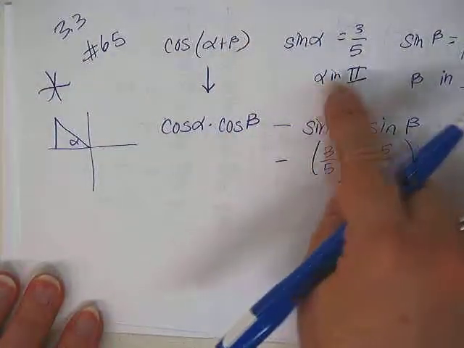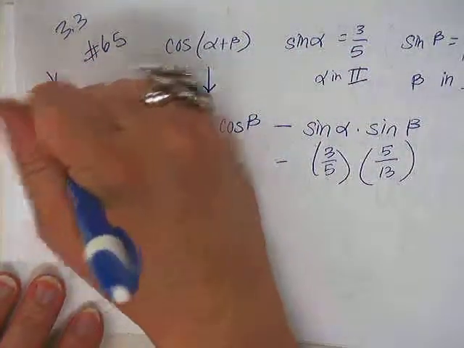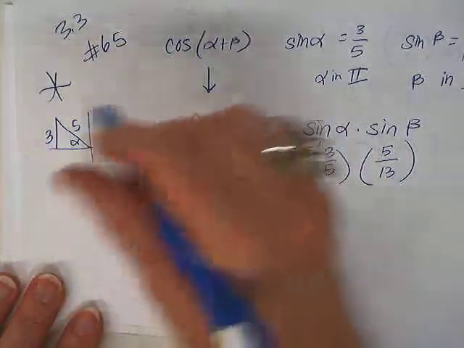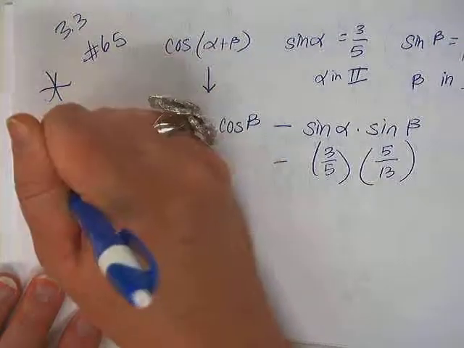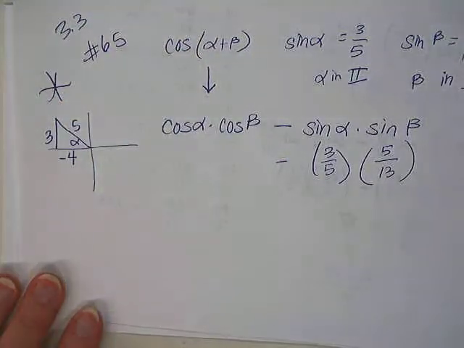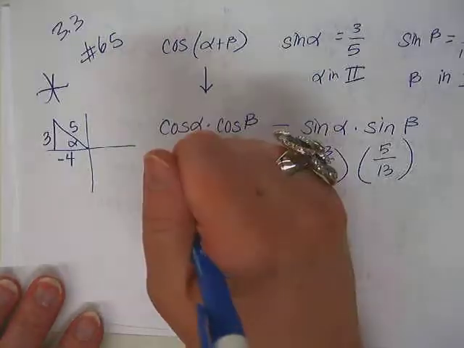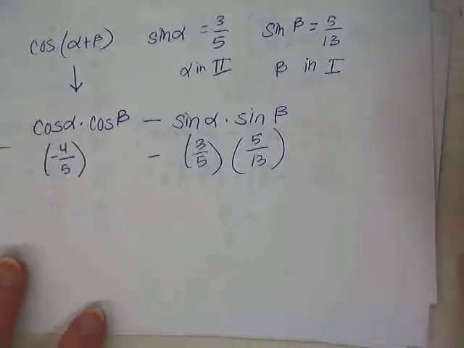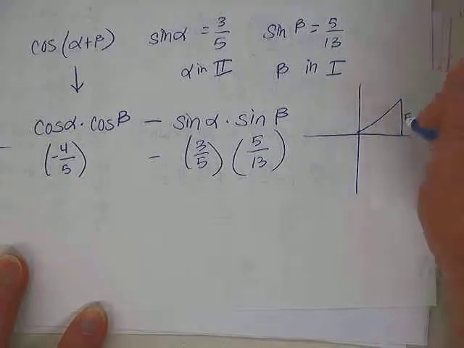Okay. So here's alpha in quadrant 2. Sine is 3/5, so that puts it 3 opposite over hypotenuse. Right? So yes, as Addison said, this is a 3, 4, 5 triangle. So that means this side would be 4, however it's going to the left, so let's call it a -4. So now from that triangle, what's cosine? -4/5. Okay?